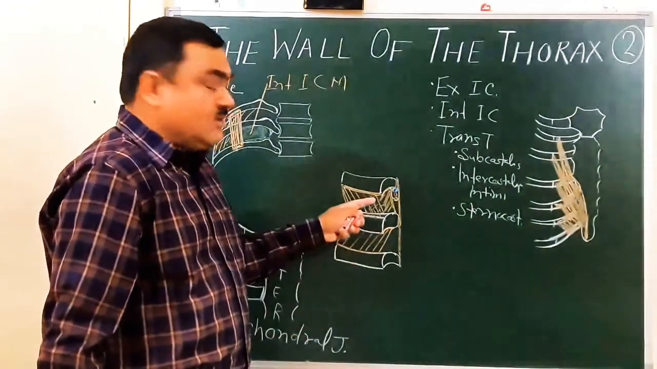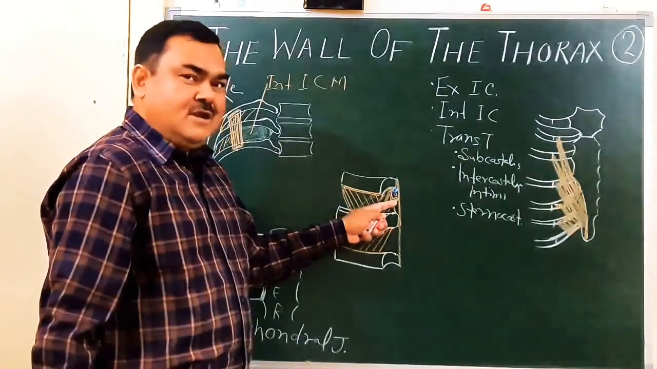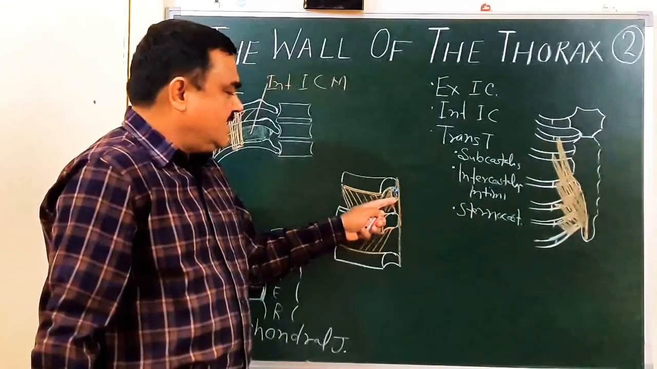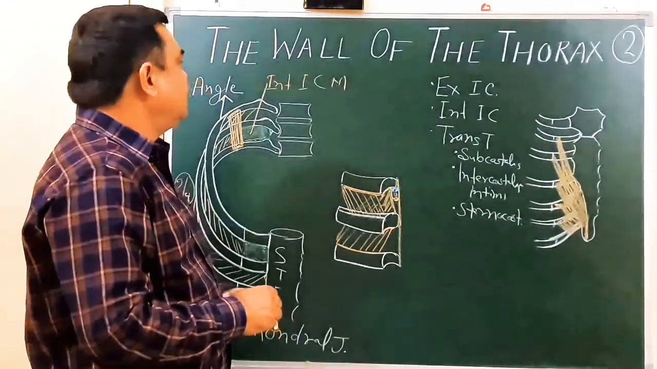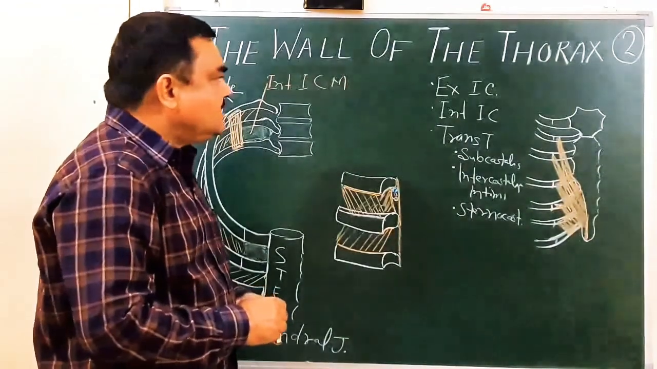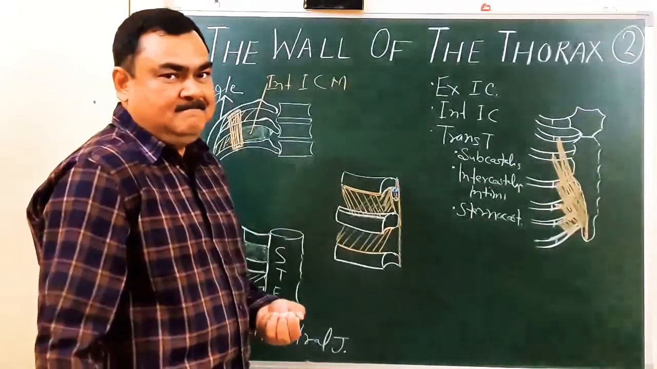So each intercostal space is supplied by the intercostal nerve of the particular space and vessels of the particular space. So this is all about the intrinsic muscle of the thoracic region. Thank you.